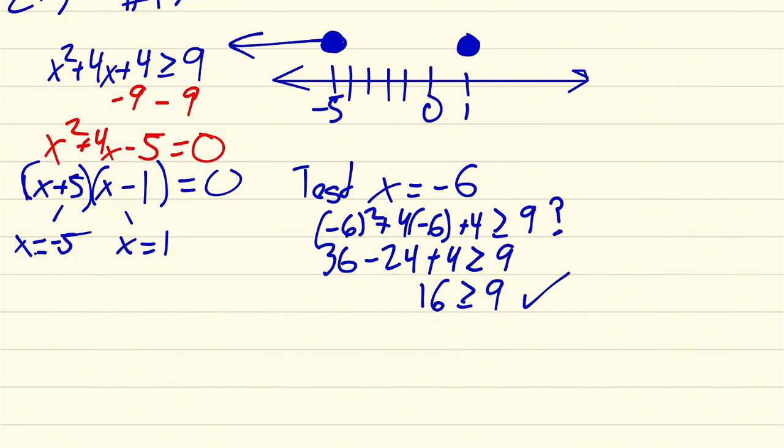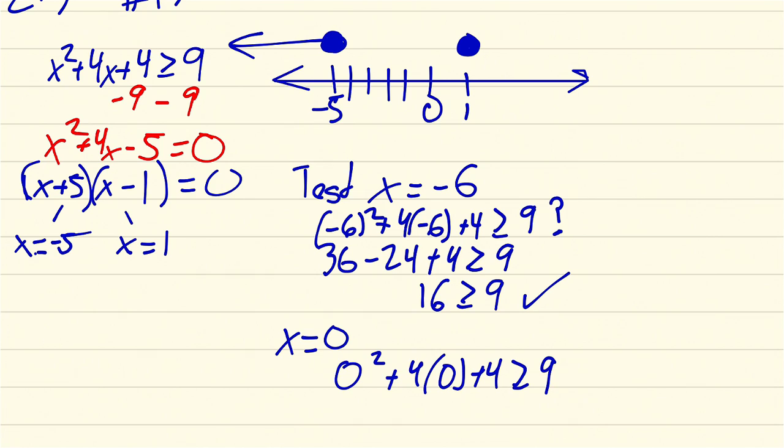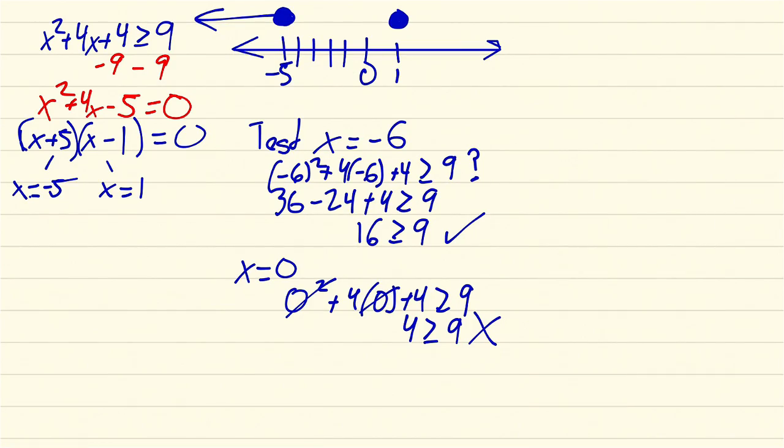We should also test in the middle there. We're going to test out x equals 0. So plugging that in, we get 0 squared plus 4 times 0 plus 4, checking to see if that's greater than or equal to 9. The nice thing about plugging in 0 is things cancel out. We got 0, 0. So we end up with 4 greater than or equal to 9. Nope, doesn't work. So we're not shading in the middle.